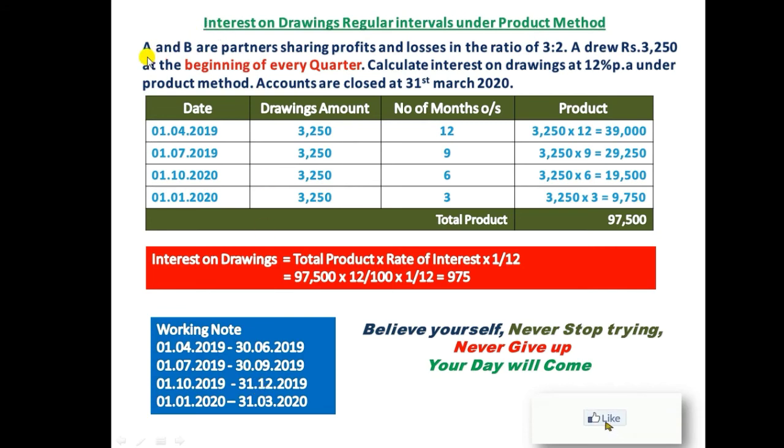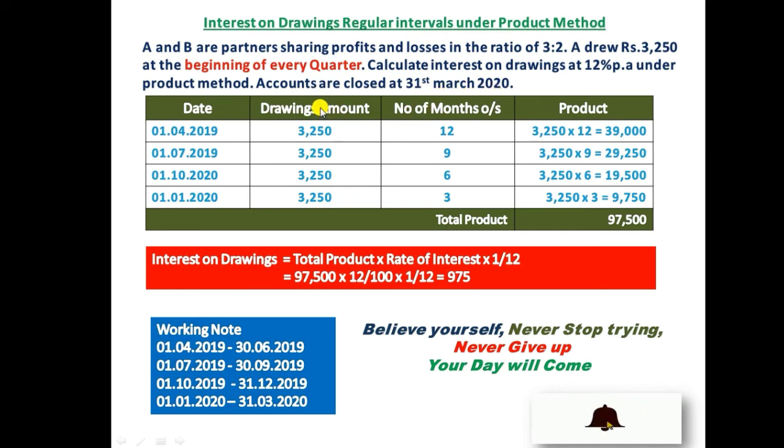Now we'll see the question. A and B are partners sharing profits and losses in the ratio of 3:2. A drew rupees 3,250 at the beginning of every quarter. Calculate interest on drawings at 12% per annum under the product method. Accounts are closed on 31st March 2020.